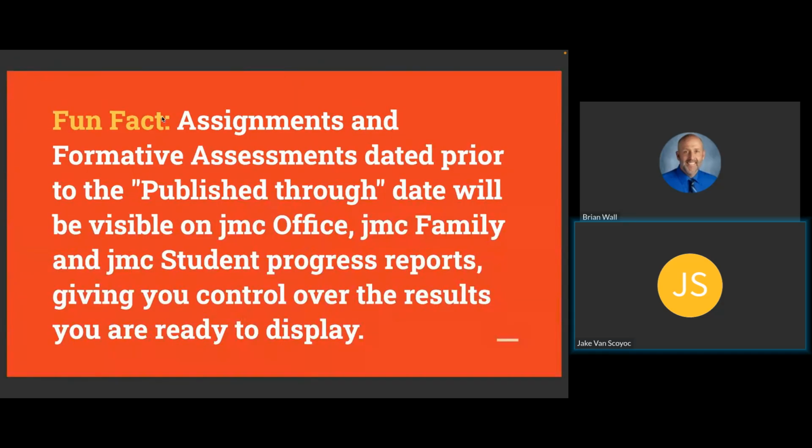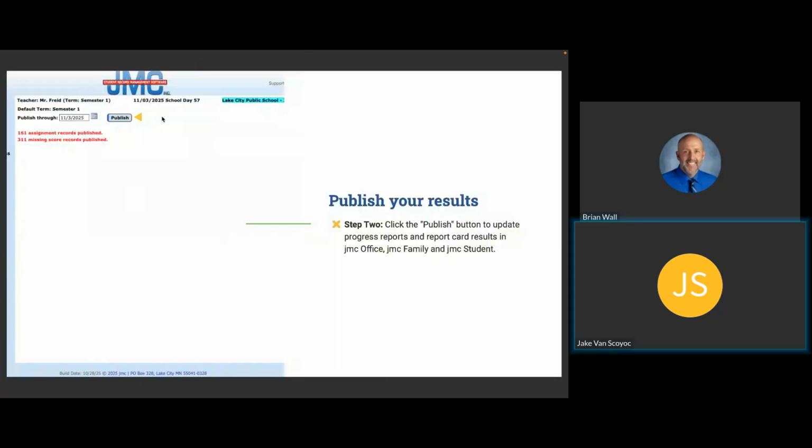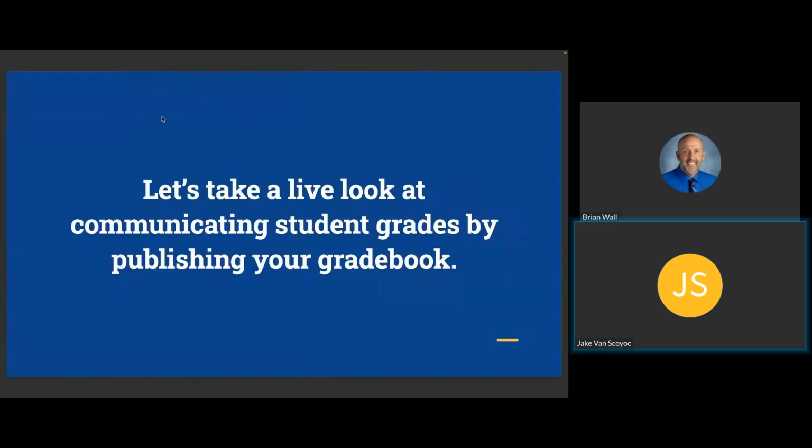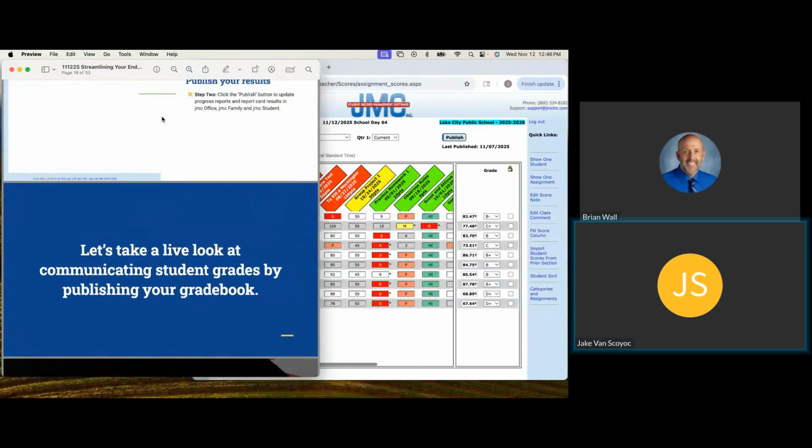Fun fact, assignments and formative assessments dated prior to the Published Through date will be visible on JMC Office, JMC Family, and JMC Student progress reports, giving you control over the results that you are ready to display. Conversely, if the date of the assignment falls outside of that Published Through window, it will not be displayed in JMC Office, JMC Family, and JMC Student. More on that in a little bit here. Step 2, click the Publish button to update progress reports and report card results in JMC Office, JMC Family, and JMC Student. Let's take a live look at communicating student grades by publishing your gradebook.